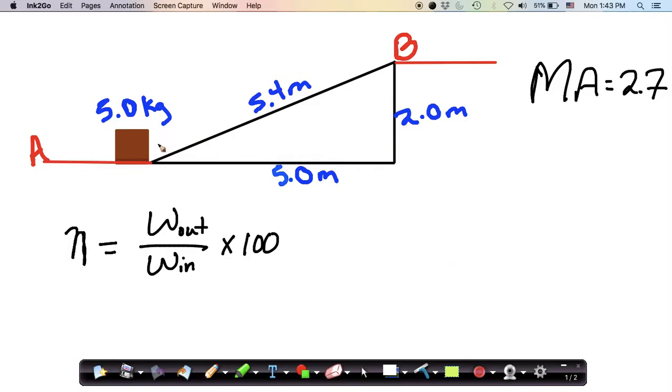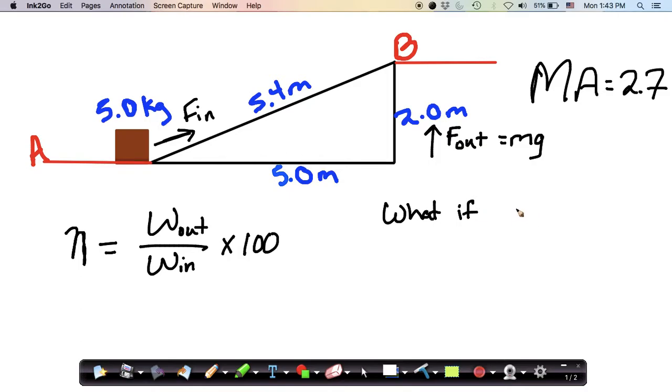So let's say that we're pushing this box up the incline with some input force. The box is moving against the force of gravity, so the output force is just the weight of the box, mg. We're changing gravitational potential energy. Let's ask the question, what if the input force is equal to 25 newtons?